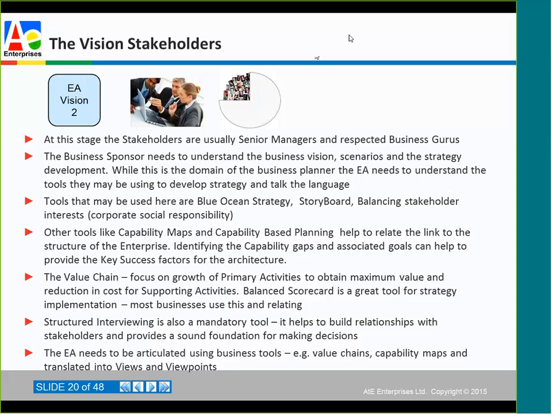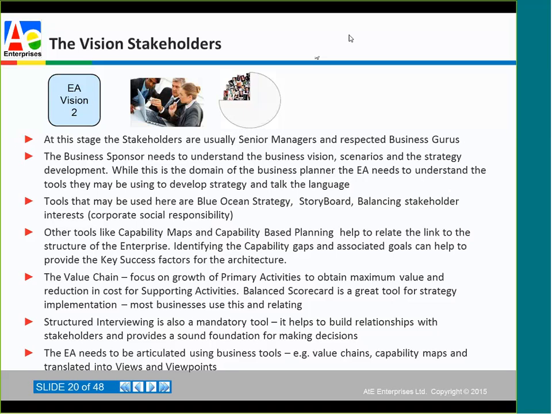And using balanced scorecard, that's a great tool for strategy implementation. Many businesses use that, and relating it to the EA is a thing that you need to be doing. There are many tools that the business will be aware of from management consultancies. So structured interviewing, that's a mandatory tool in my view. You need to be able to hold a structured interview. It may be something very simple that you're going to hold a structured interview with.